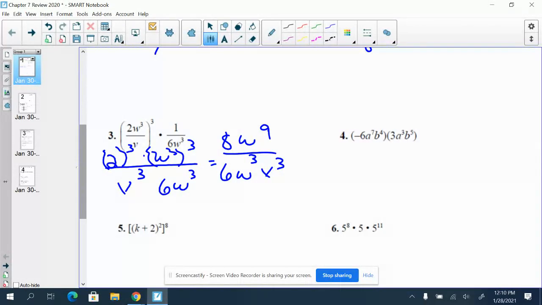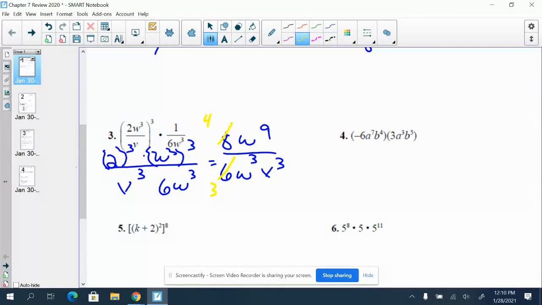With the 8 and the 6, sometimes you want to see if you can divide by a smaller number. You can't take 8 divided by 6, because you're going to get a decimal, so that doesn't work. So in this case, you're going to divide both by the same number, which would be 2. So 8 divided by 2 is 4, and 6 divided by 2 is 3.